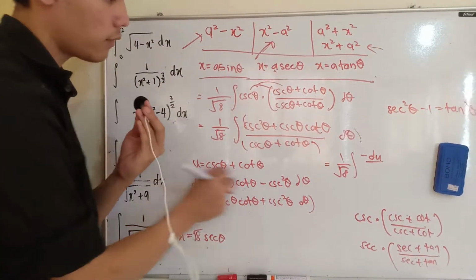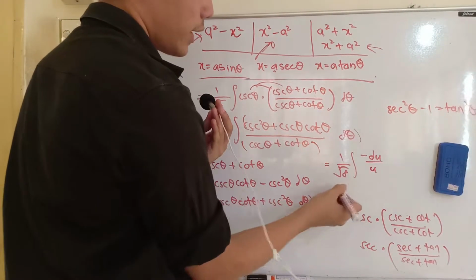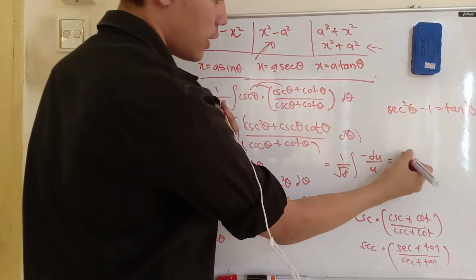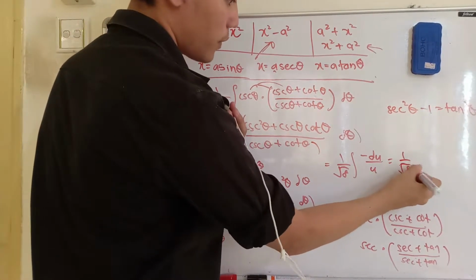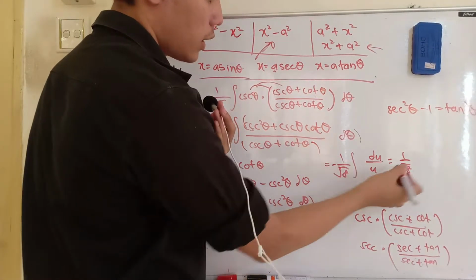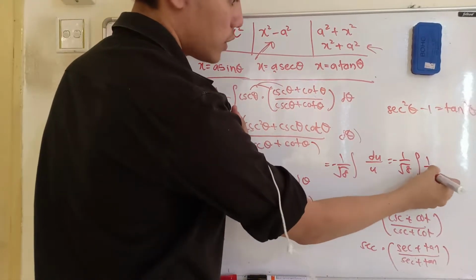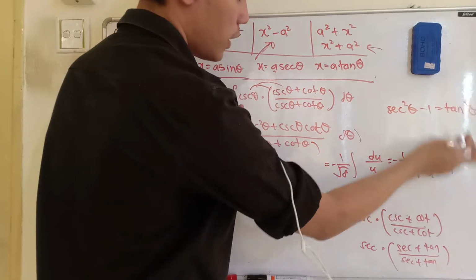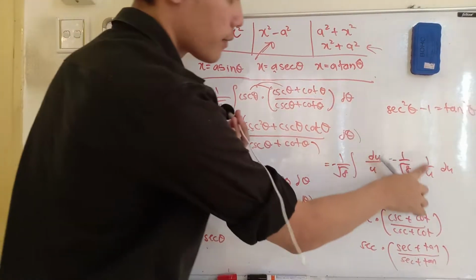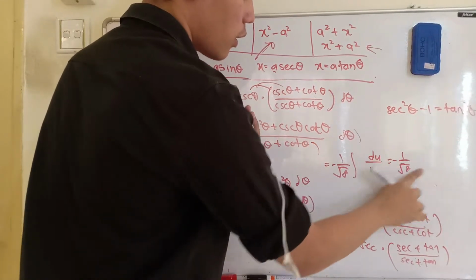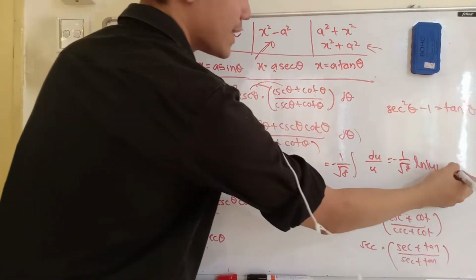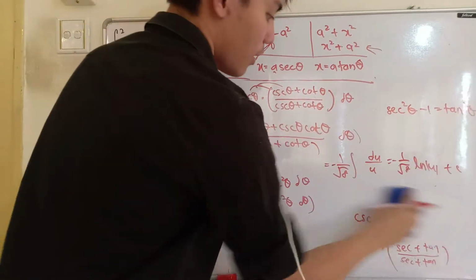Your denominator is going to have u only. Until here you can be happy ever after. So you just bring this minus outside. Integrate 1 over u, it's going to be ln u plus c.